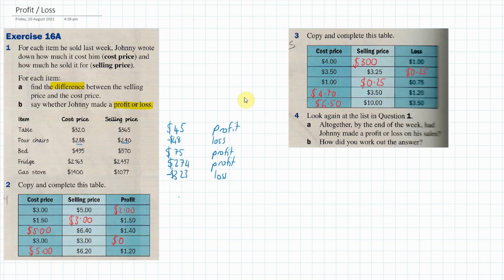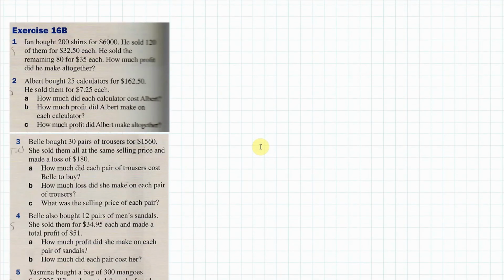Now, for part 4, we've got to decide whether he made a profit or loss on his sales. So we probably just want to add all of this together. So I'm going to do that on the calculator. I'm going to go 45 minus 48 plus 75 plus 274 minus 323. And overall, $23 profit. And the way I worked it out is just added up all of the profits and losses together. Okay, that's exercise 16A. Moving on to 16B and see how we go with these.